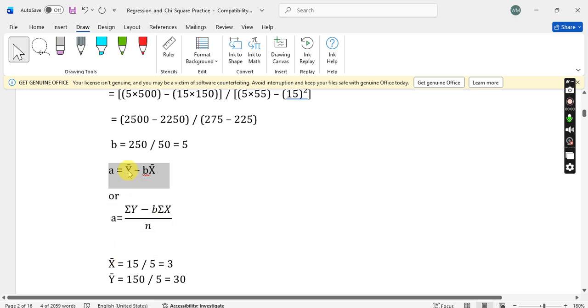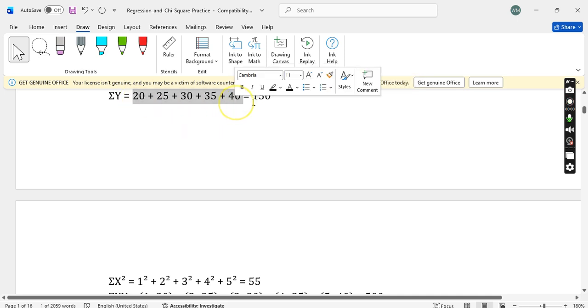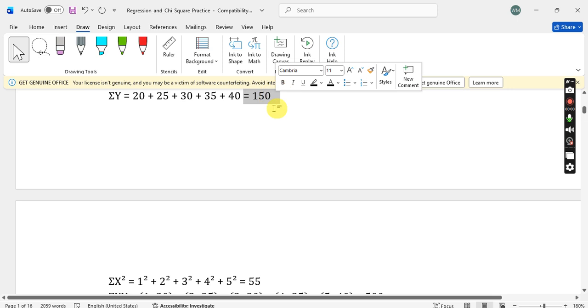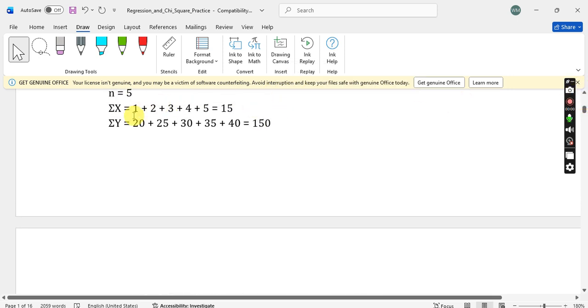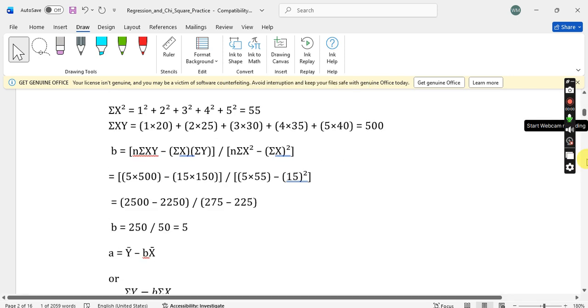I tabulated what the average for y is. Remember, the total for y here is 150. To get the average, we just divide this 150 by 5, since there are 5 numbers here. Even for x, to get the average, this 15, we just divide it by 5. Colleagues, just get the average of x, get the average of y, and then you'll be able to get the intercept.